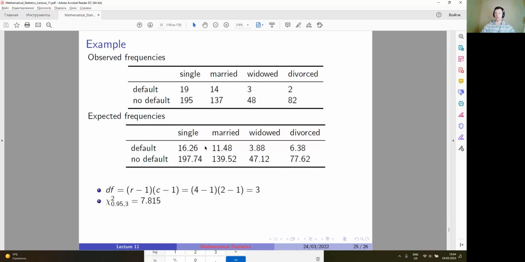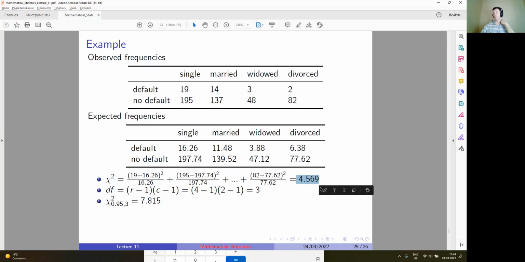Again, this is just a rule for how, in this case, we need to come up with the number of degrees of freedom. This is the critical value of chi-squared. And here is the calculation of the actual chi-squared statistic. So we take observed minus expected, squared, divided by expected, and so on. We are doing this for every cell. It's 4.57. So the critical region is any chi-squared that is greater than 7.8.